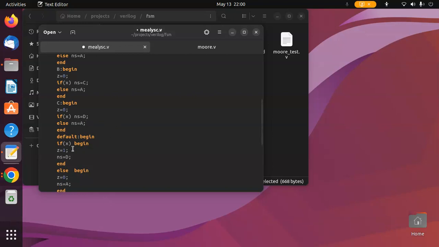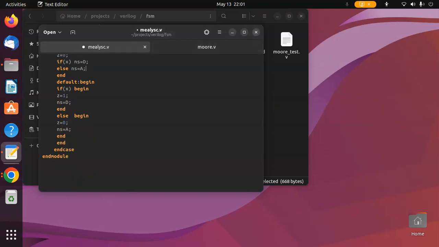So if you receive x as 1, the next state would be again d. Why? If there is an overlapping, you need to detect that one, you never need to go back to a. And if you receive a 0, then you need to go back to a and you should make the output 0. Okay, then you end the case and end the module.